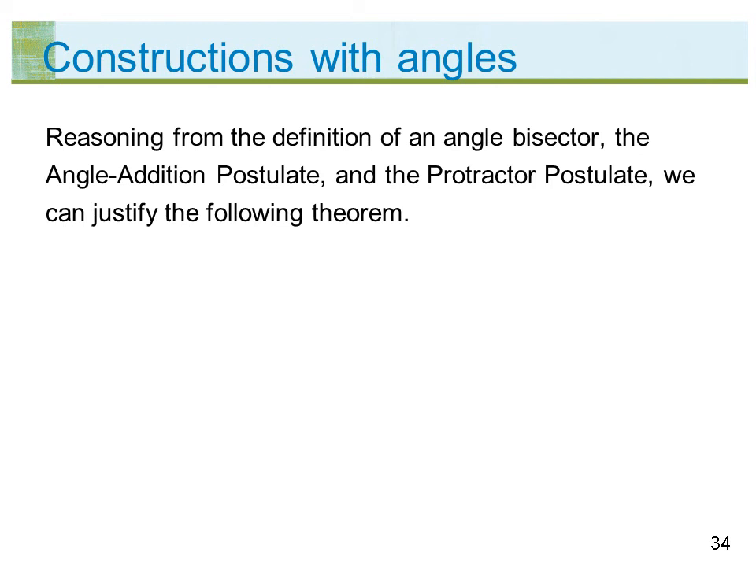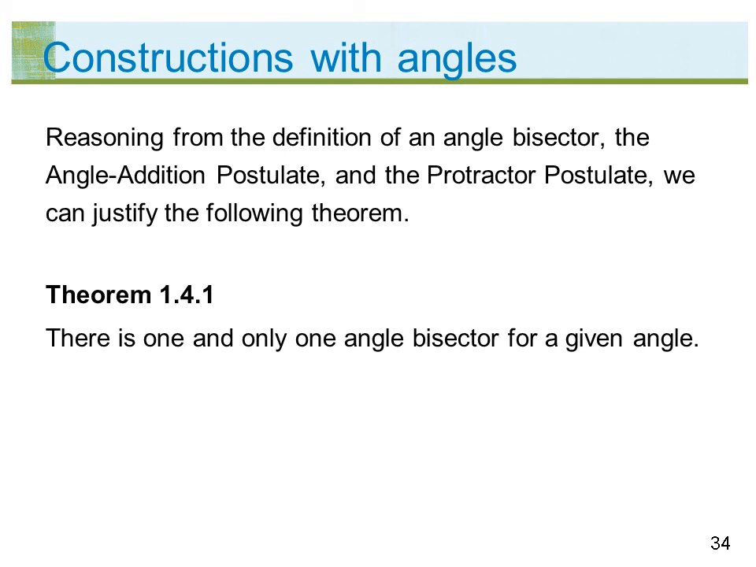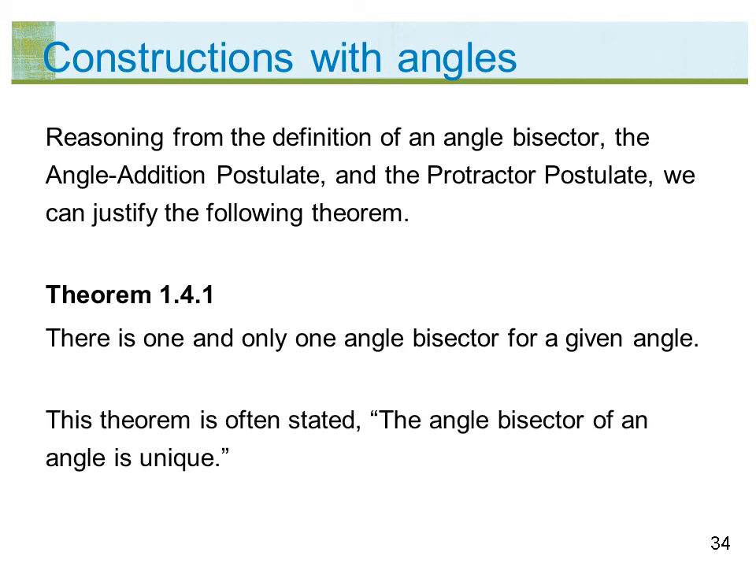Reasoning from the definition of an angle bisector, the angle addition postulate, and the protractor postulate, we can justify the following theorem. Theorem 1.4.1. There is one and only one angle bisector for a given angle. This theorem is often stated: the angle bisector of an angle is unique.